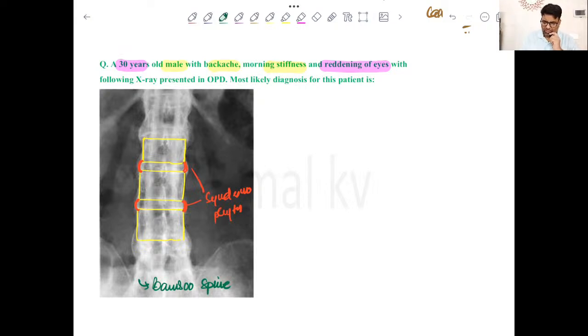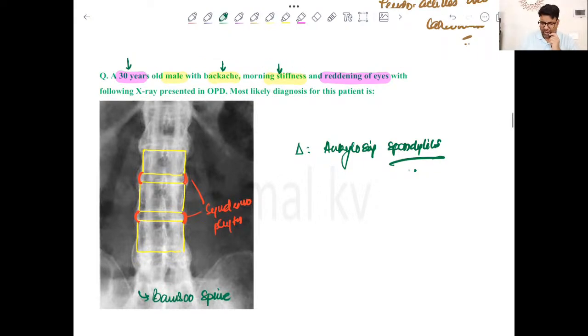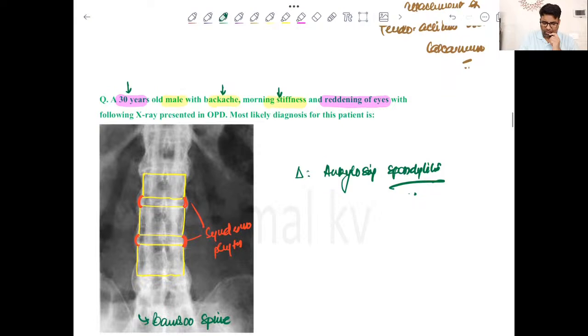So yes, the diagnosis is ankylosing spondylitis, right? So young male, backache, morning stiffness with bamboo spine, ankylosing spondylitis. Now they have given one more word here, reddening of eyes. Since they have mentioned it in the question, we have to discuss it. What is this reddening of eyes? Any idea why this patient is having redness in eyes?